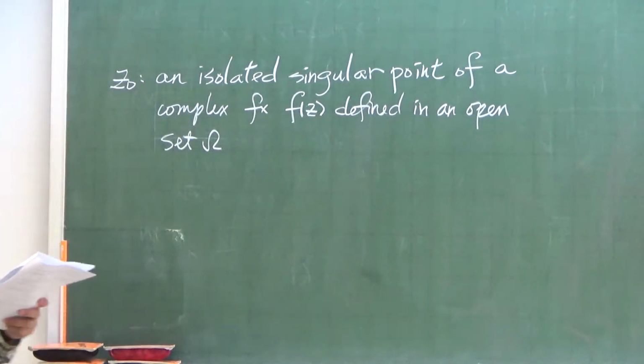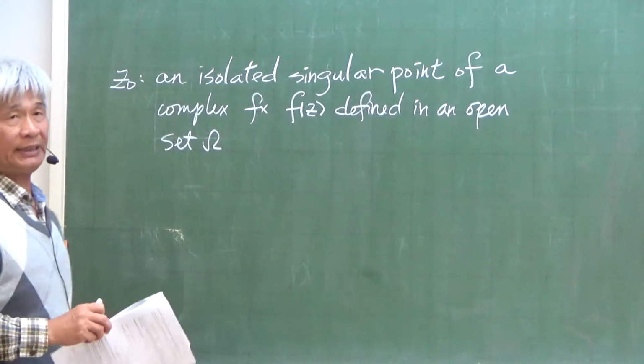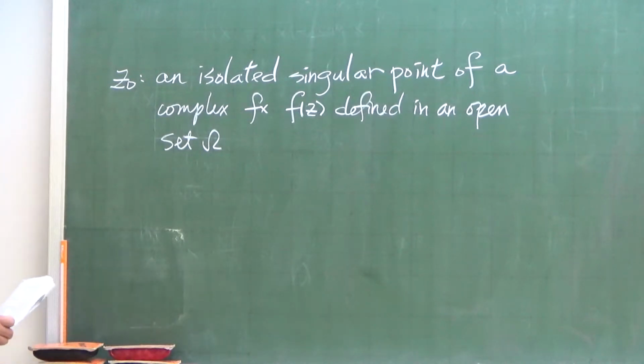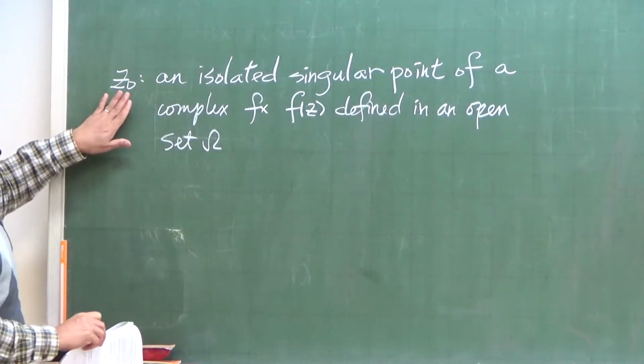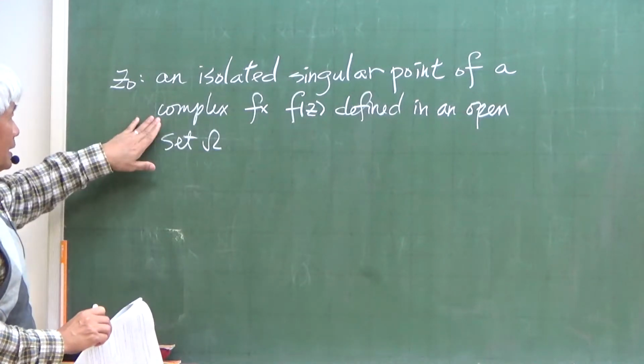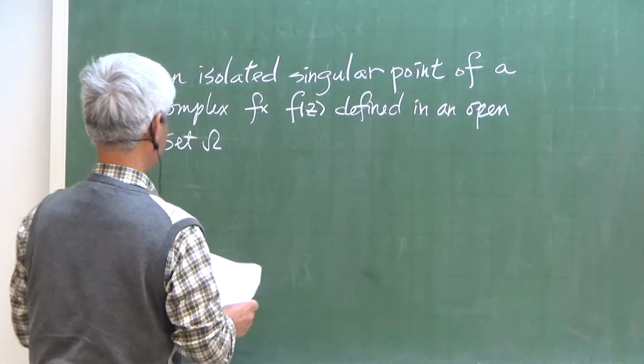Okay, we mentioned there are two kinds of singularity. One is isolated singularity, the other is non-isolated. So suppose Z0 is an isolated singular point of a complex function defined in an open set.